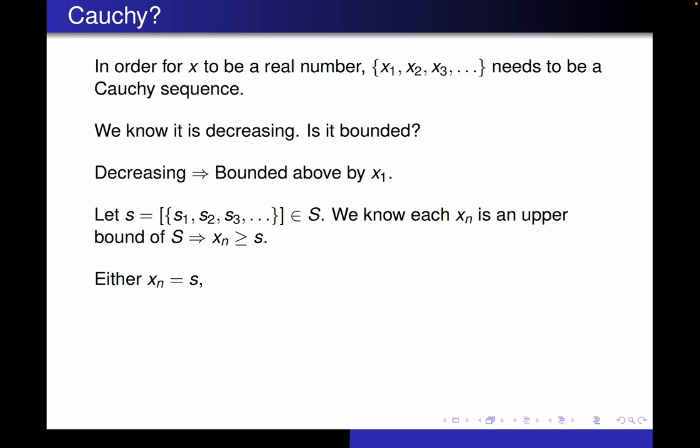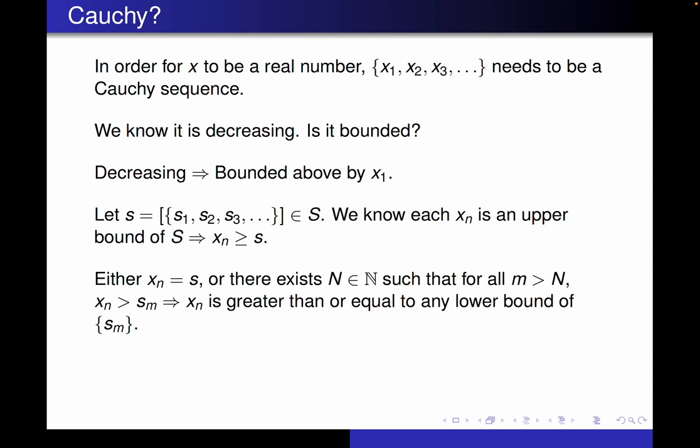And that means one of two things, right? Either xn is actually equal to s, or there exists some natural number big N such that whenever you have m bigger than big N, then xn is greater than sm, right? That would be the case where xn is strictly greater than s. And that means in either case that xn is going to be greater than or equal to any number that is a lower bound of the sm's, right? Whether it's equal to s or whether it's greater than the terms after a certain point, if we find a lower bound for all the numbers in that sequence, then that would be a lower bound also for xn. That would be less than xn.